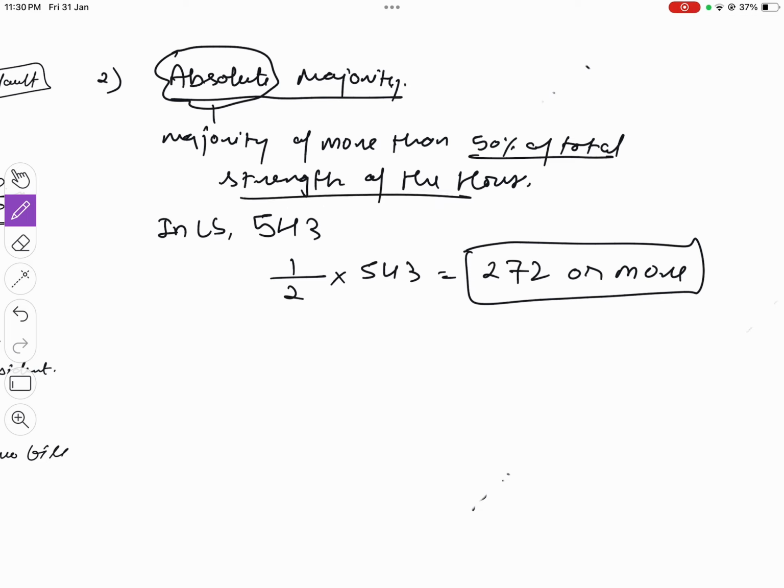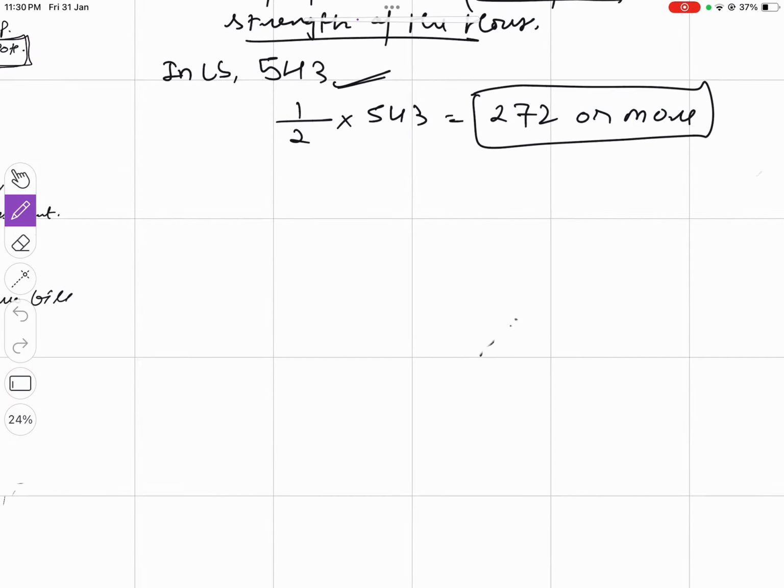Actually, this majority is not used anywhere on its own. I mean, not frequently used in the parliament. You will see it is very rare, absolute majority. So I hope you got it. The word absolute suggests here 50% of the total strength of the house they're talking about.